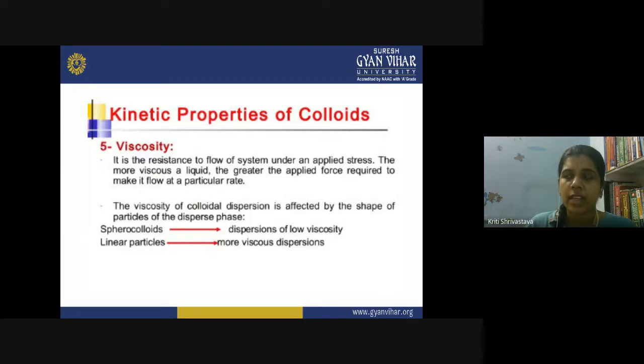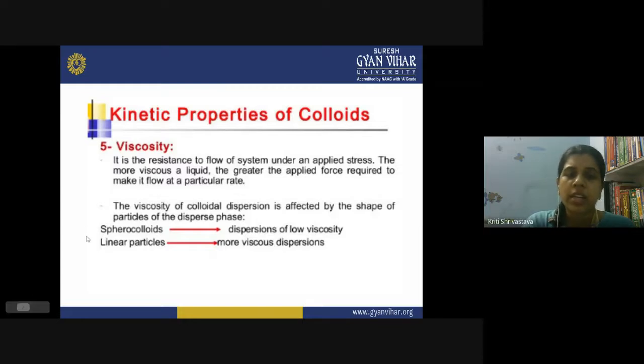In that case, you have to apply force on the liquid in order to move the particles and overcome their internal resistance. So the viscosity of the colloidal dispersion is affected by the shape of the particles of the dispersed phase. So the particle shape in my colloidal solution will determine the viscosity of the colloid.